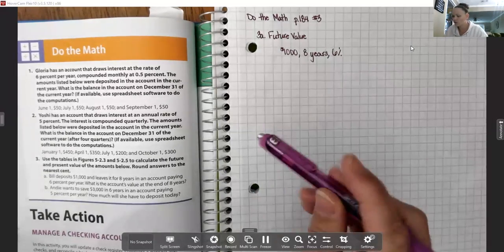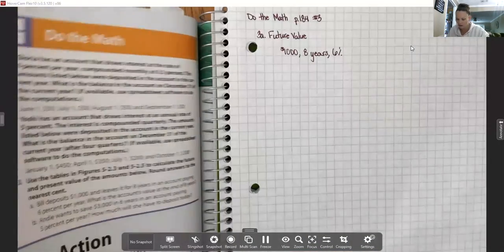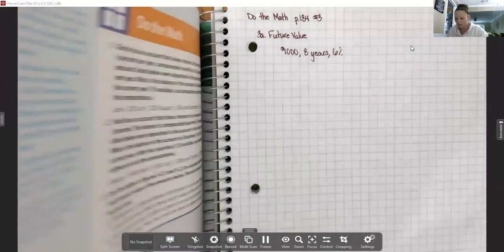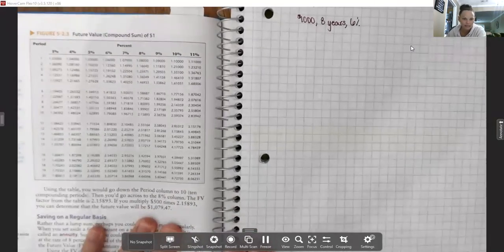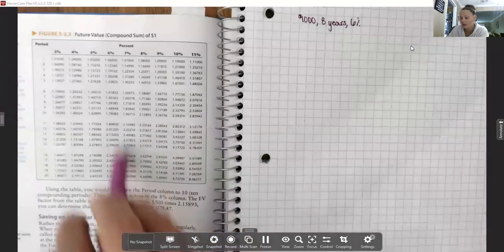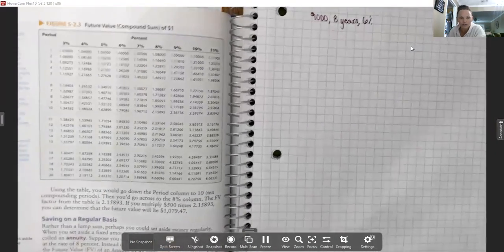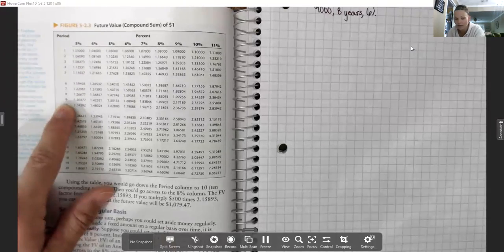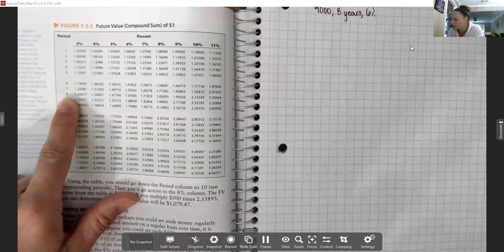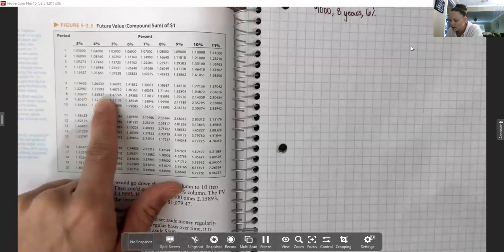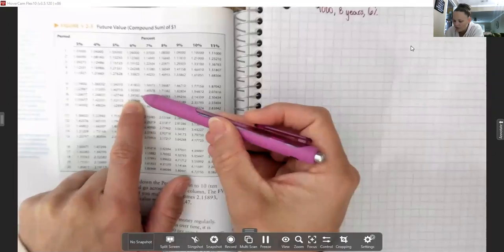So we need to flip back to the table. It is on page 164. So if you go to this futures table on page 164, it looks like this. On your test tomorrow, I've included the picture so you don't have to go back and look it up in your book or anything. So future value, we want to go period. That's going to be in years, 8 years. And it is 6%. So we go over to where 6% is. So we're looking at this box right here, 1.59385.